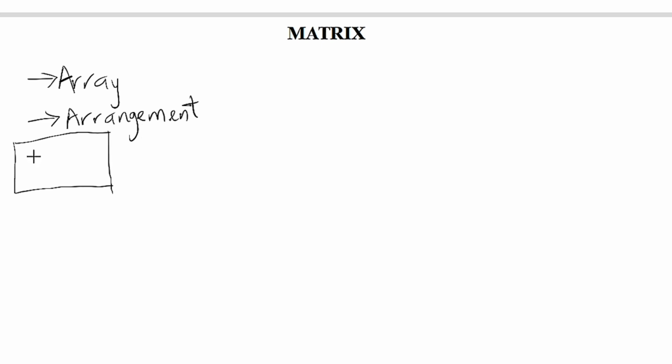Now, when information is held in something like this in a rectangular form, we could put 2, 4, 3, 5, and then this is closed by a bracket. This is what we call a matrix.